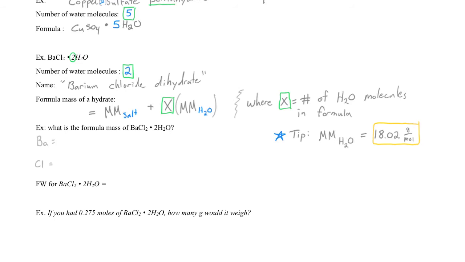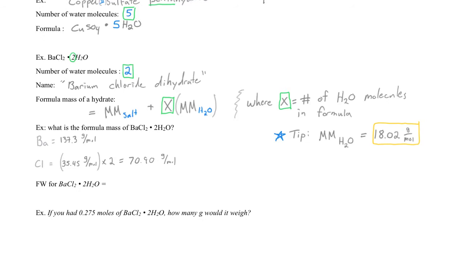So let's calculate the formula mass for barium chloride dihydrate. First, we need to have the atomic masses of barium and chlorine. Barium's is 137.3 grams per mole, and chlorine is 35.45 grams per mole. Because we have 2 chlorine atoms in the formula of barium chloride, we need to multiply that molar mass of chlorine by 2 in order to take both of those atoms into account. So just for the salt portion of this molecule, we have barium, which is 137.3, and the total amount of chlorine, which adds up to 70.90 grams per mole.